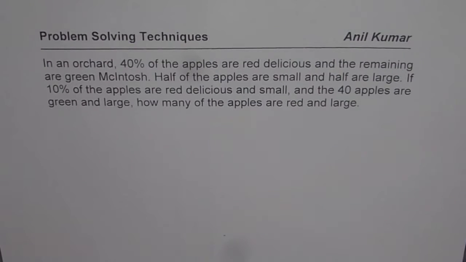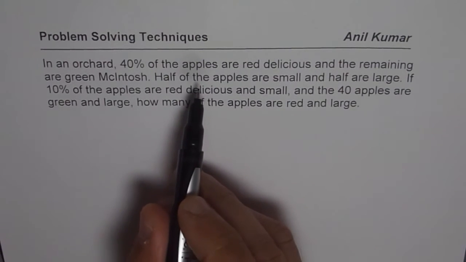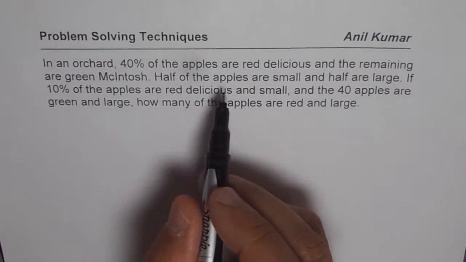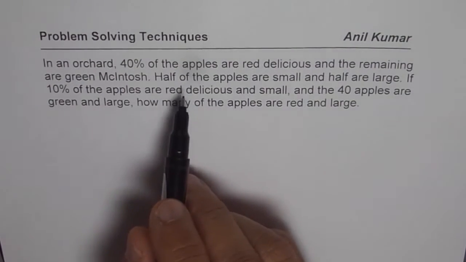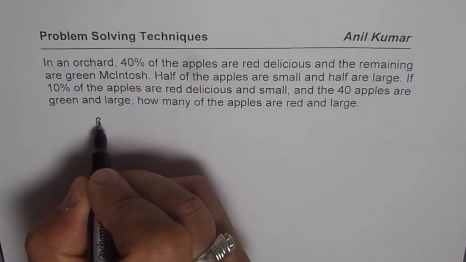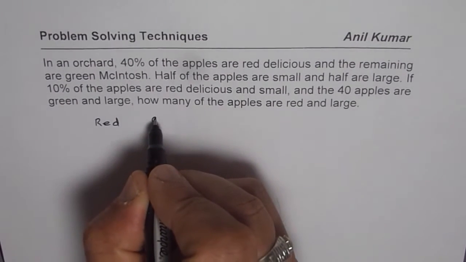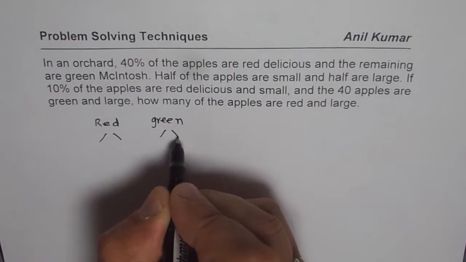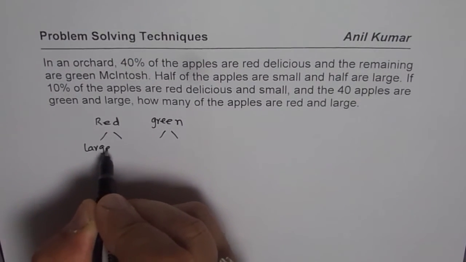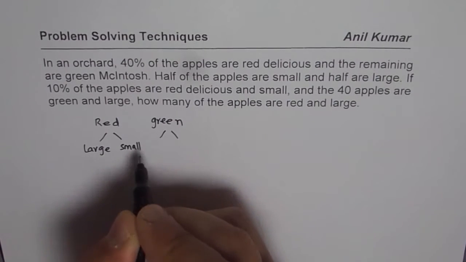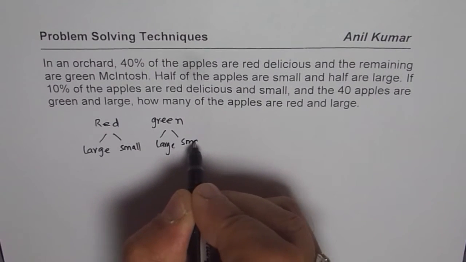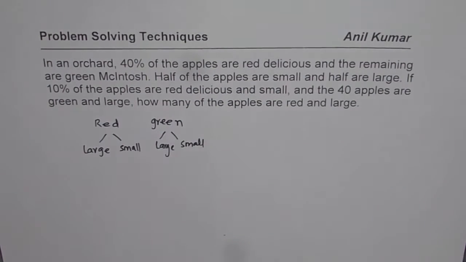Now this is kind of a complicated question, but if you try to analyze it, what you figure out is that we are talking about two things: one is size and the other is color. We have apples which are red in color or green in color, and the red or green apples could be large or small. Similarly, we have green apples which could be large or small. So that is what is given to us.